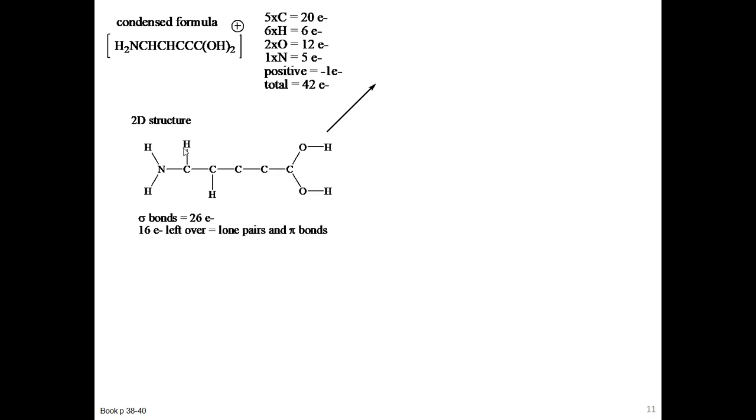So if I put in all the sigma bonds, it looks something like this. Now when I came down to the end, I had an OH and an OH, that's a little different. And then I had an NH2 on this end, that's a little different. So if I add up all the sigma electrons, that comes out to 26. I had 42, so again there's 16 electrons left over.